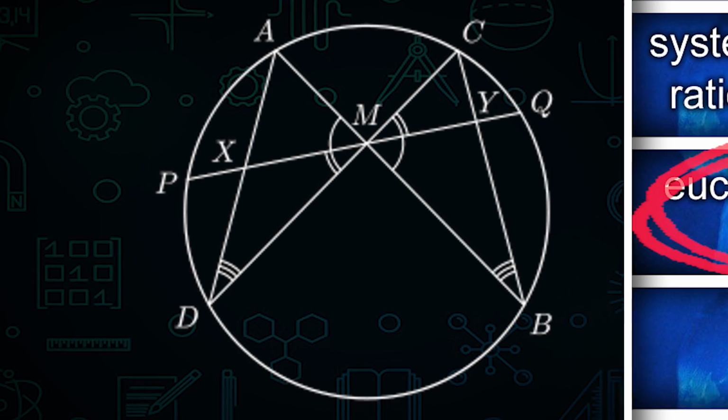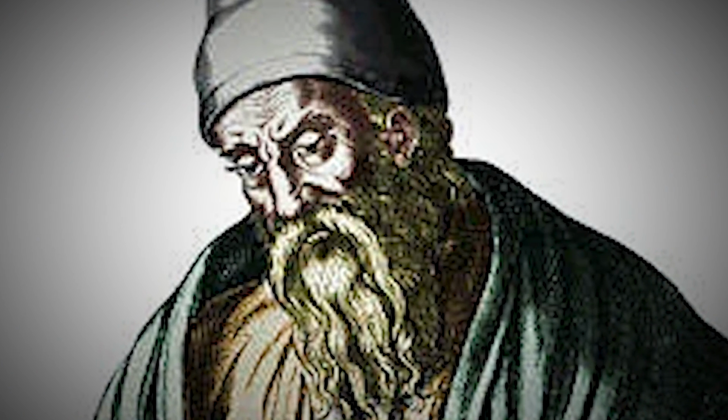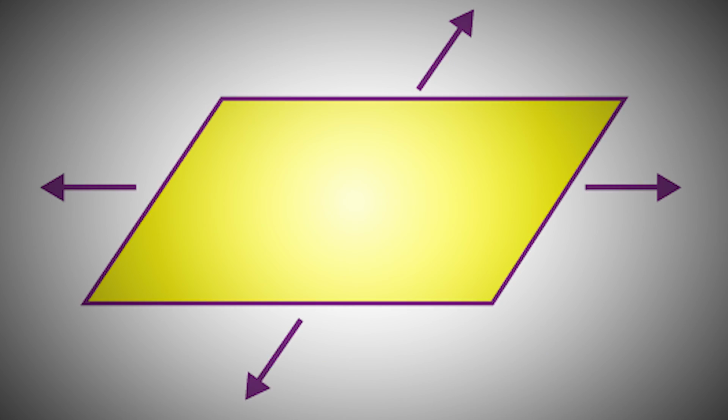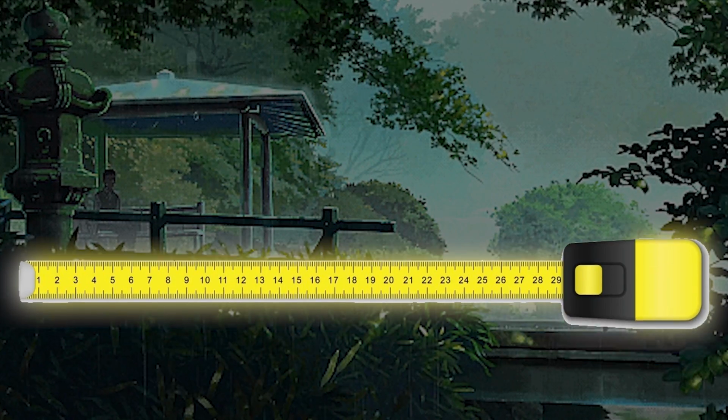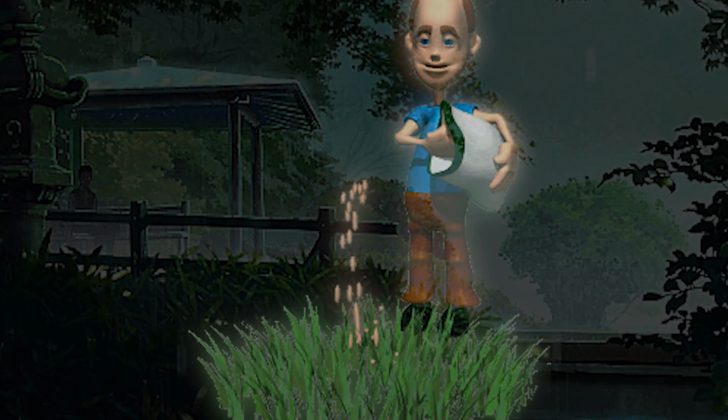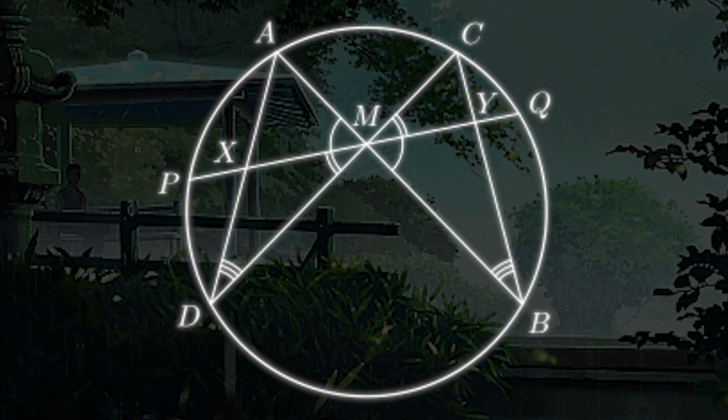At its core is Euclidean geometry, named after the ancient Greek mathematician Euclid, which explores the properties of points, lines, angles, and planes. For instance, when you measure the area of a rectangular garden to decide how much grass seed you need to buy, you're applying Euclidean geometry.